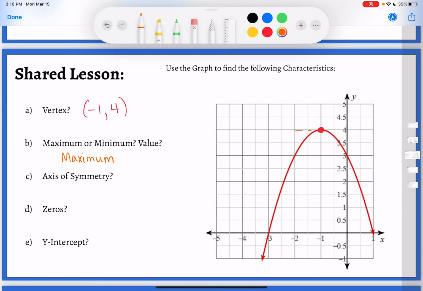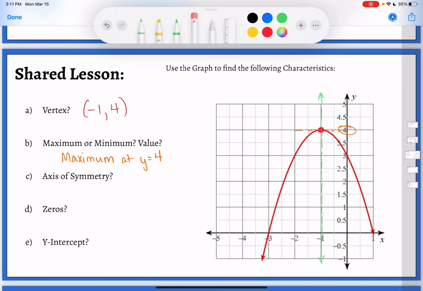And my maximum value, right, is how high does it actually get? And my maximum would be at y equals 4, or just 4, however you want to say that. But that's that maximum value, is how high or low does it get? All right, the next thing is my axis of symmetry. So remember, that's that vertical line that goes through the vertex.